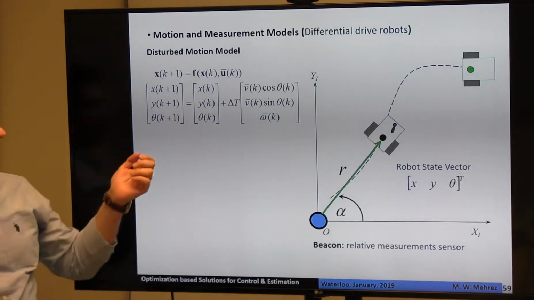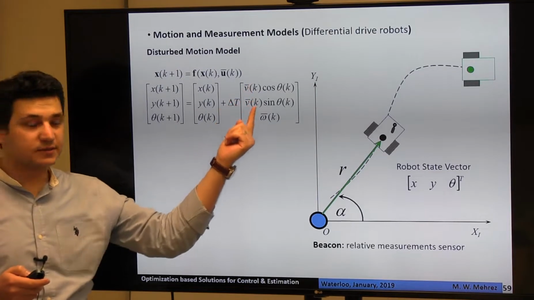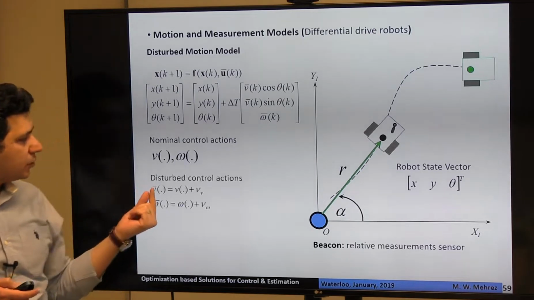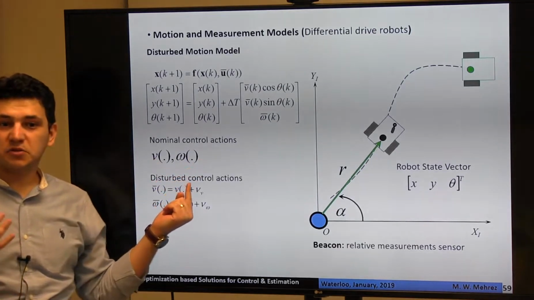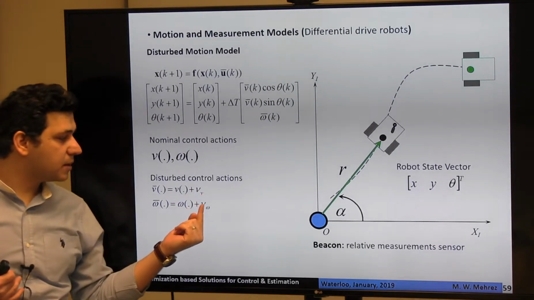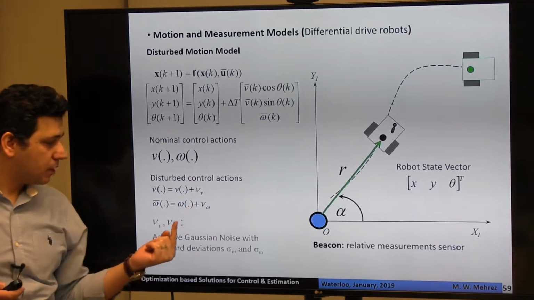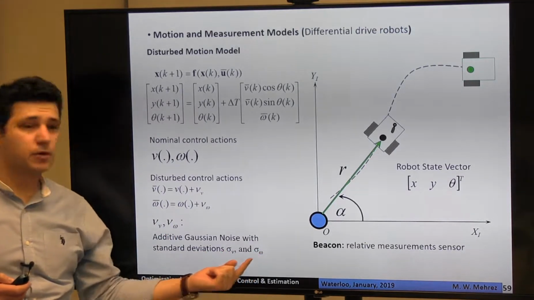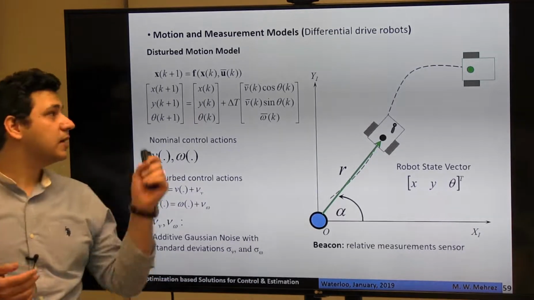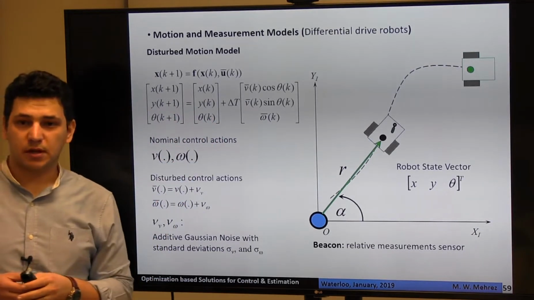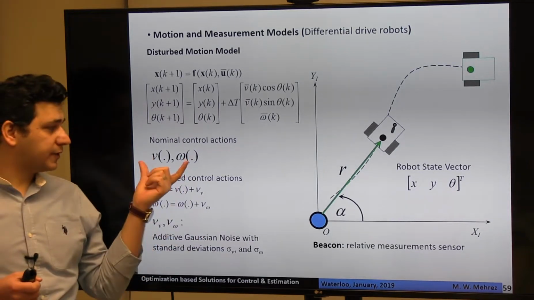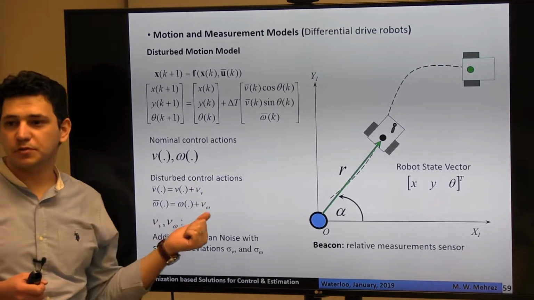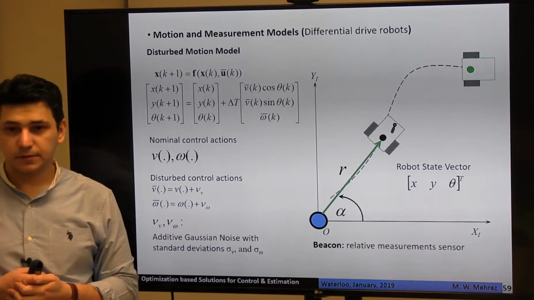So disturbed model means that whatever control action you send to the robot, V and omega, I replace them by V bar and omega bar, which are the nominal values your controller calculated, and we will add some Gaussian noise or white noise to them with zero means and standard deviations of sigma V and sigma omega, right? So the way this disturbed motion model works is that after calculating the nominal control actions, we add disturbance to them, some white noise. Okay, sounds good.